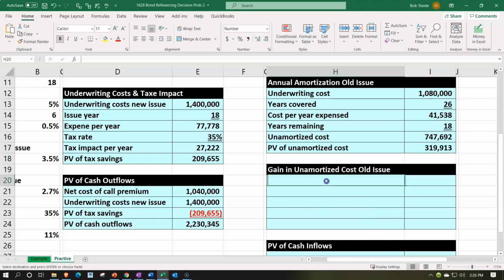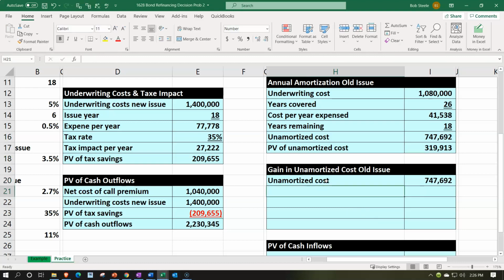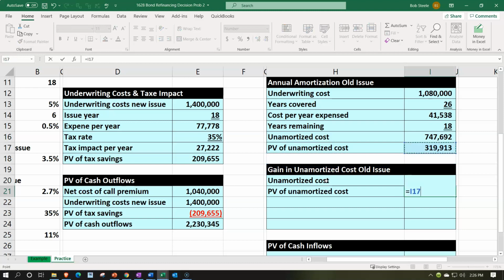Okay, so let's calculate our difference down here. The unamortized cost is the 747,692. The present value of the unamortized cost is the 319,913. Underlining that with the font group, we're going to say this equals the 747 and so on minus the 319 and so on, giving us the 427,779. That's basically the gain, the gain on unamortized cost.